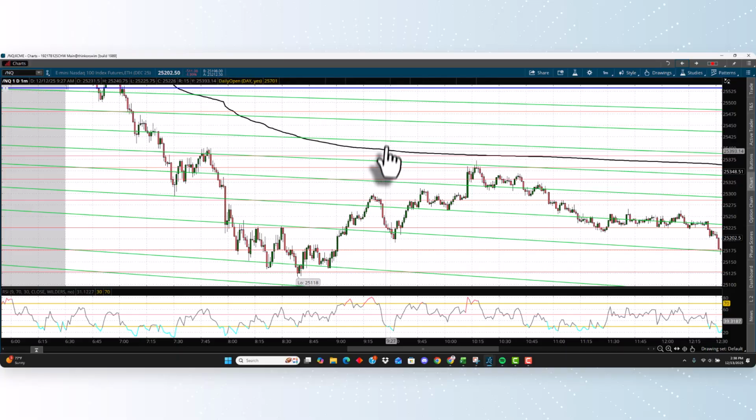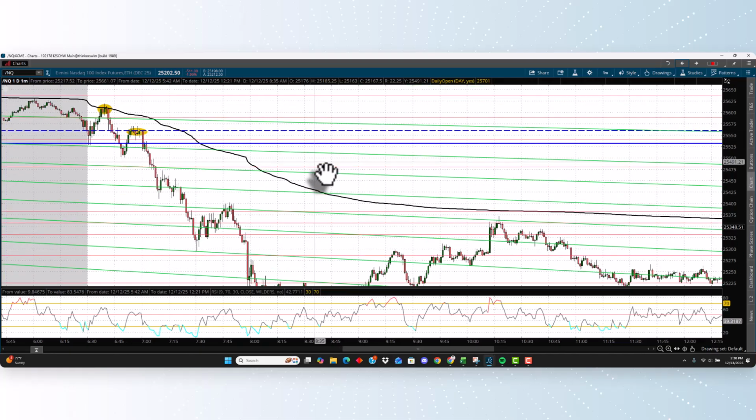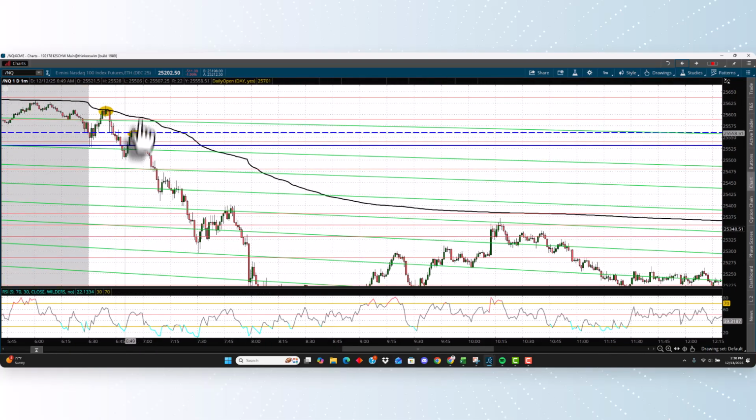Now I know there's a lot of lines here and stuff, but stay with me and we'll analyze this accordingly. When the market opened, right here, I usually don't trade the market open. I let the market do its thing and give me some kind of indication based on my levels and angles. And the first trade of the day was here when the market touched the VWAP.